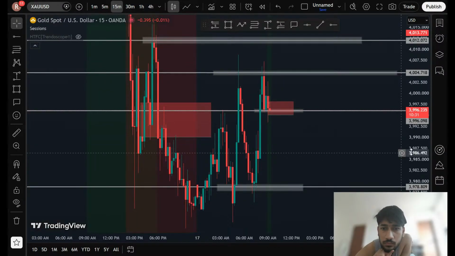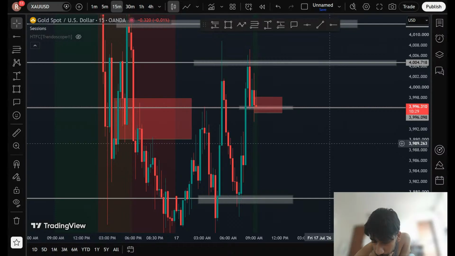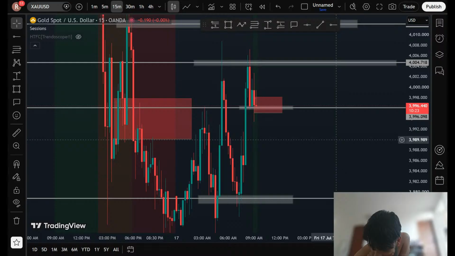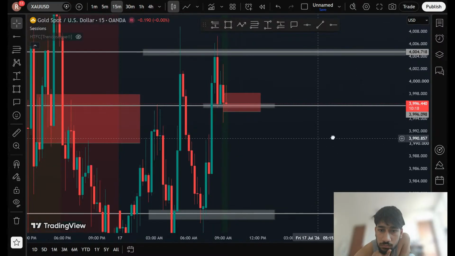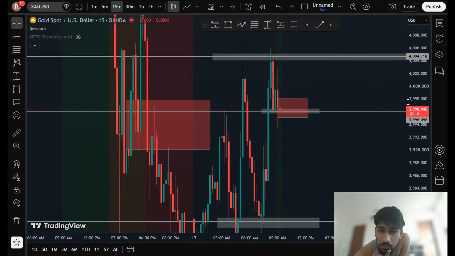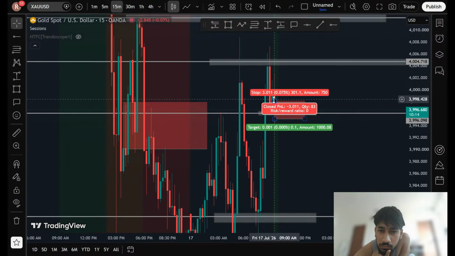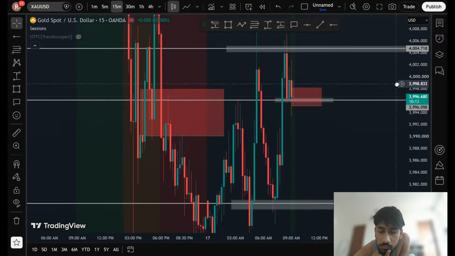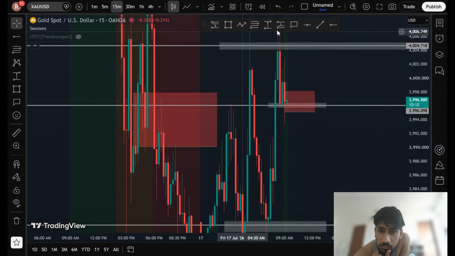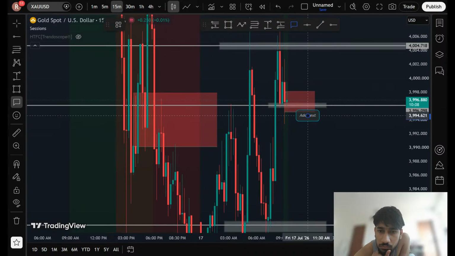Wow, look at that. We're ranging now. So this is going to be a zone where we will call this a no trade range. Nothing happening over here in this range. Do you do FVGs? No. No FVGs.